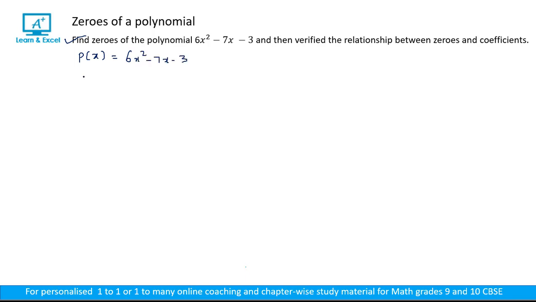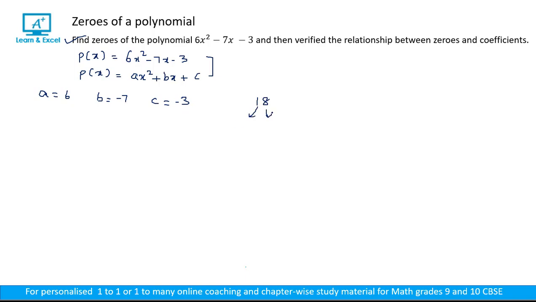Can you recall the general form of the quadratic polynomial? Yes, the general form is ax square plus bx plus c. Let us compare these two. So we will have a equal to 6, b equal to -7 and c equal to -3. Now let us find the product of a and c. Here a is 6 and c is -3, so the product is -18.